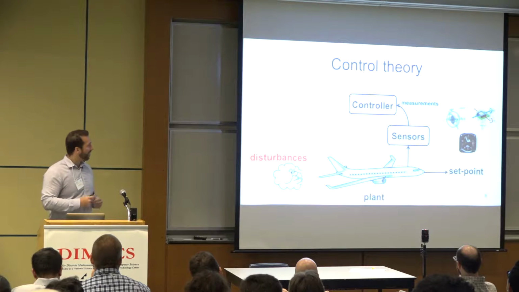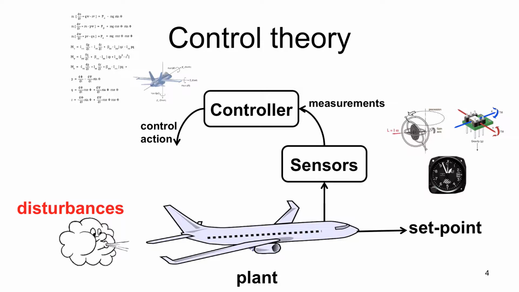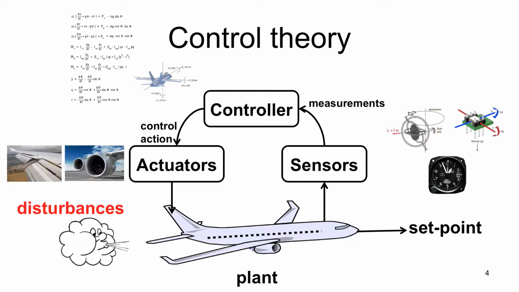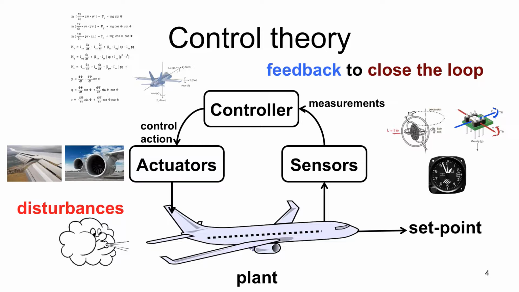So this controller gets access to these measurements. It knows the set point that we want to keep the system at. And it also has some dynamics. So in this case, it would be, say, the equations of motion of an airplane. And it uses all this information to compute a control action, which is then applied to my system via what we call actuators. This is just something that lets me actually change the state of my system. So think of wing flaps moving around or engine thrust. And the goal here is to compute a good control policy so that we use this feedback of measurements to close this loop and limit the effects of disturbances.